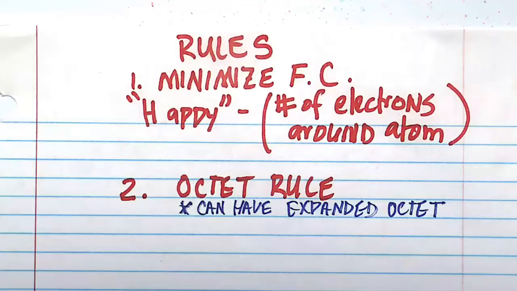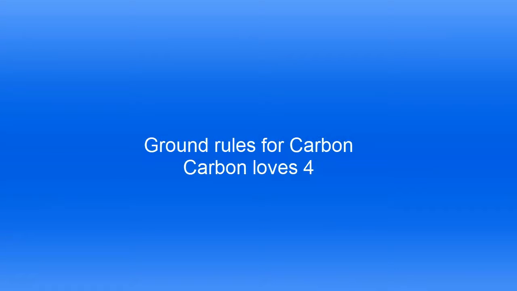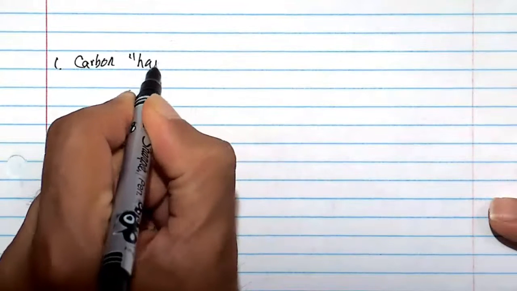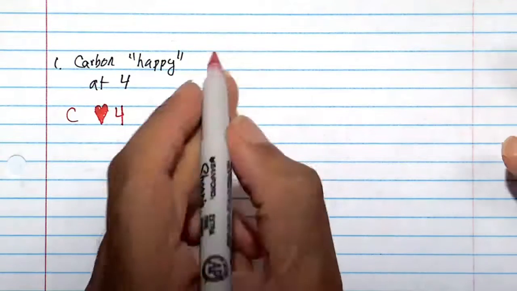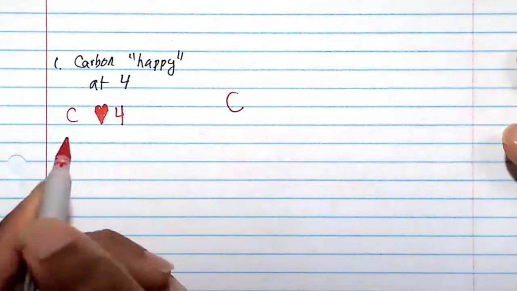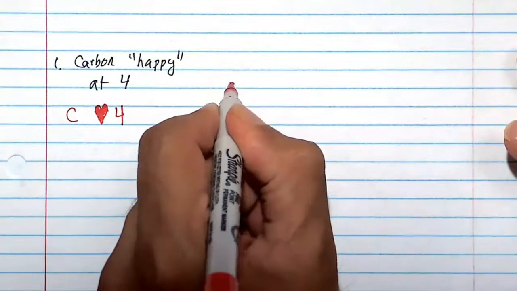Before we actually draw these Lewis structures, and don't forget they have 3D representations, we have to go over some ground rules. The first ground rule is carbon. Carbon loves 4, so carbon is happy at 4. I'm putting happy in quotation marks, and not just happy at 4, it absolutely loves 4. What does that mean? Carbon will have 4 valence electrons around it.